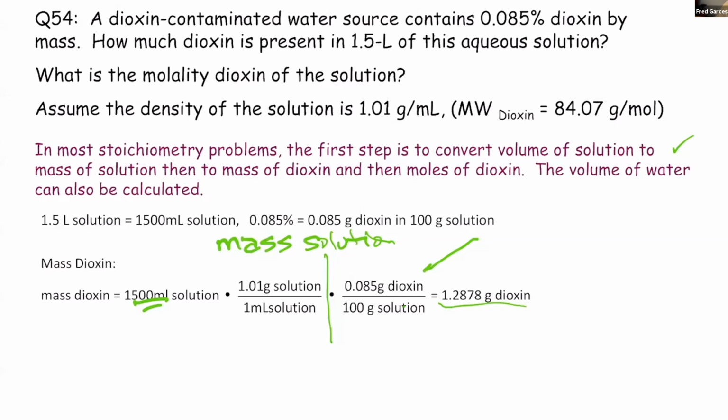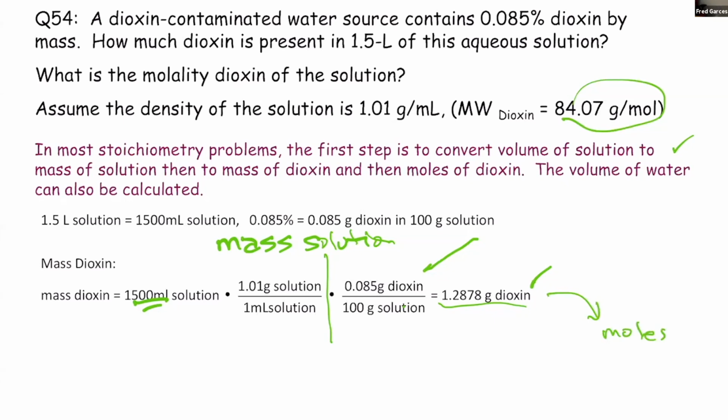The difficulty a lot of you will have is getting confused as to what is the solution, what is the solvent, and what is the solute. That's why you have to carry the units and the identifier, in order to make sure it's clear in your mind. Once we have the mass of dioxin, we can use the molar mass to get the moles.